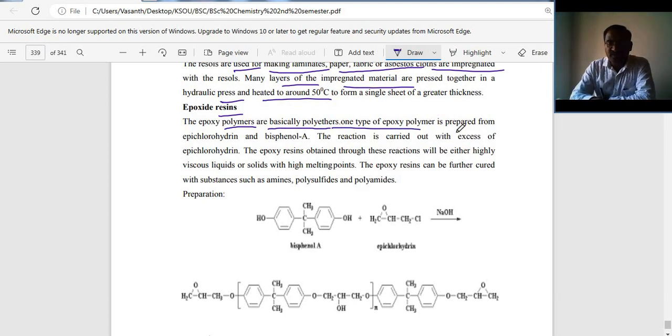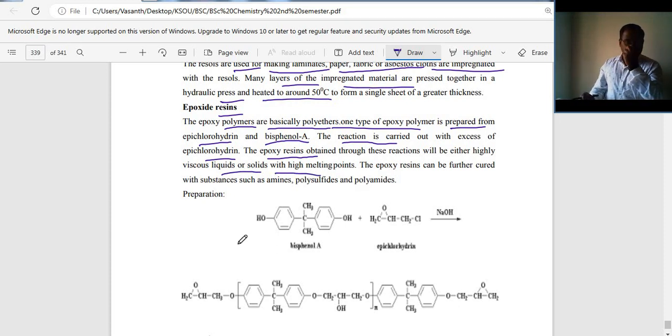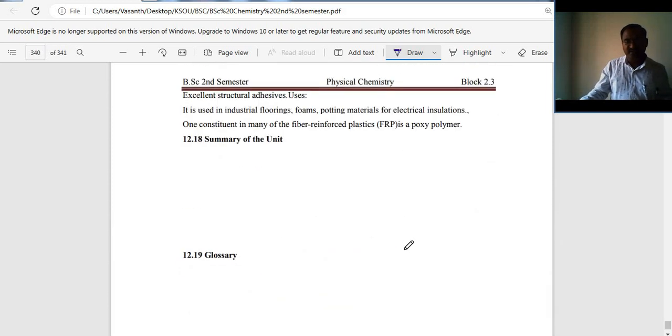In epoxide resins, epoxy polymers are basically polyethers. One type of epoxy polymer is prepared from epichlorohydrin and bisphenol. The reaction is carried out with excess epichlorohydrin. The epoxy resins obtained through these reactions will be either highly viscous liquids or solids with high melting points. The epoxy resins can be further cured with substances such as amines, polysulfides and polyamides.